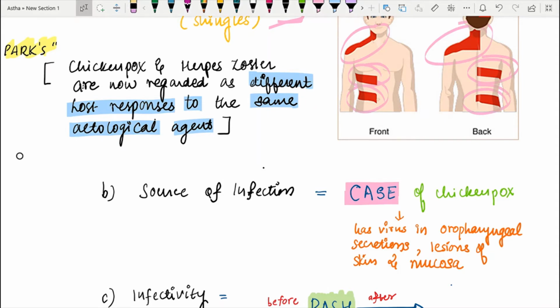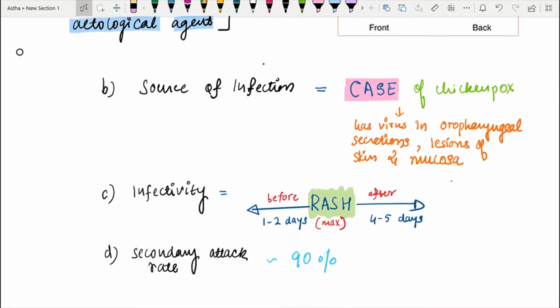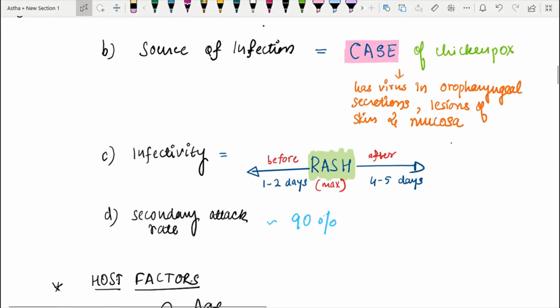Then we'll learn about the source of infection. Of course, it is a case of chickenpox. A patient who has chickenpox has virus in their oropharyngeal secretions and the lesions of skin and mucosa, and thus through these secretions, the virus can be spread via droplet infection or via face-to-face communication. Fine. So that is the source of infection, a case of chickenpox.